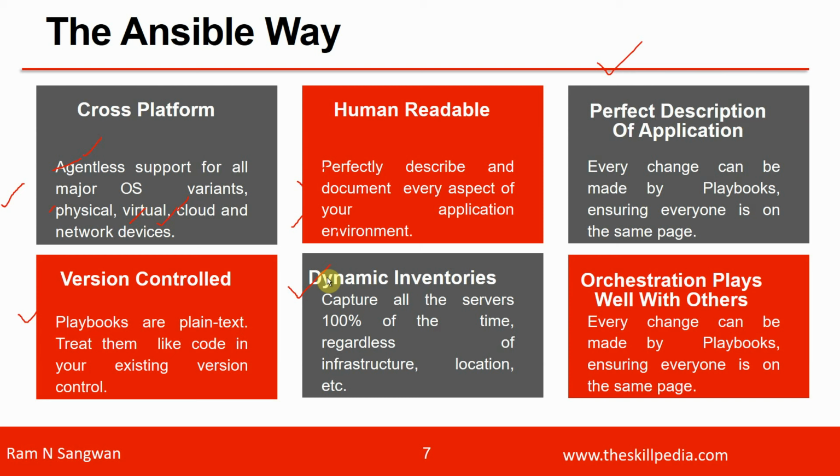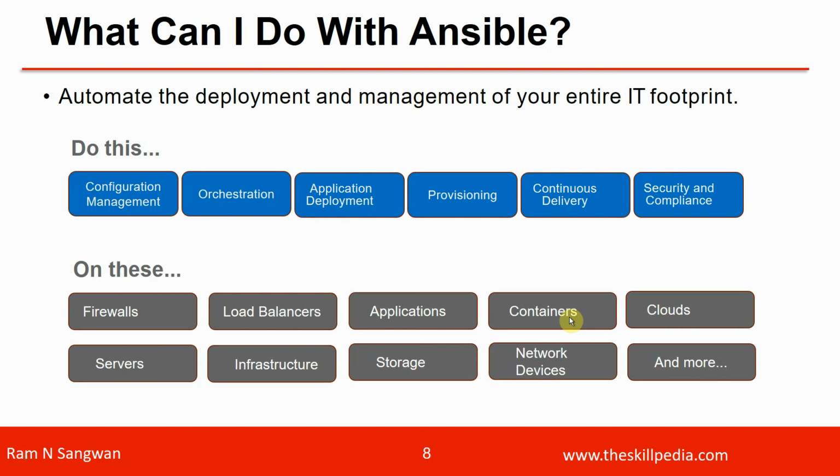Static is when we do it ourselves. Dynamic is when we use some kind of plugin or extension to pull the list of machines to be managed by Ansible directly. So dynamic inventories are supported for any cloud service provider, and Ansible uses the dynamic inventory plugin to pull the machines and their state dynamically. So capture all servers 100% of the time, regardless of infrastructure, location, etc. Orchestration plays well with others. Every change can be made by playbooks, ensuring everyone is on the same page.